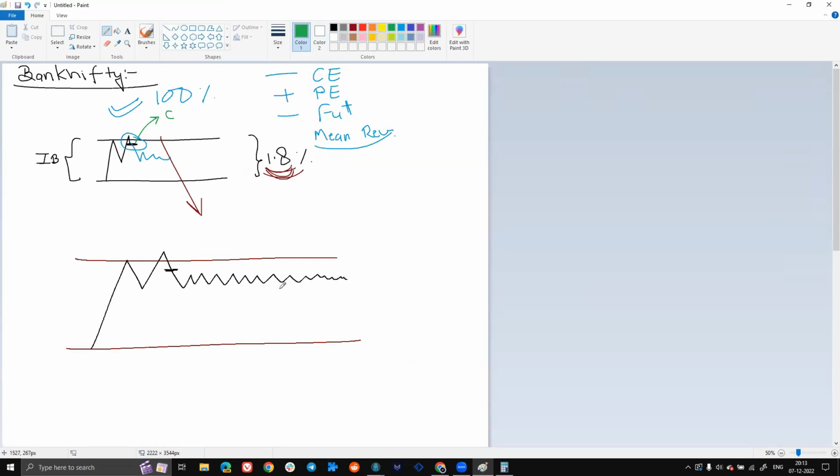Or it may just go like this and come back up again and then get rejected. So if IB is high, your instinct should tell you that the chances of the market becoming trending are very, very, very small. And in that case, you should not deploy any of the trend following strategies, to be on the safer side.